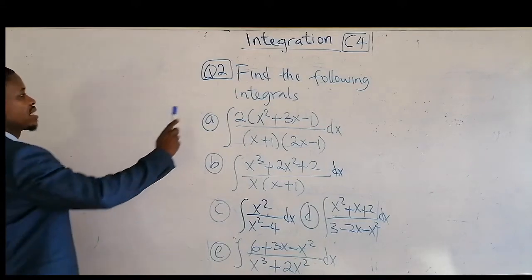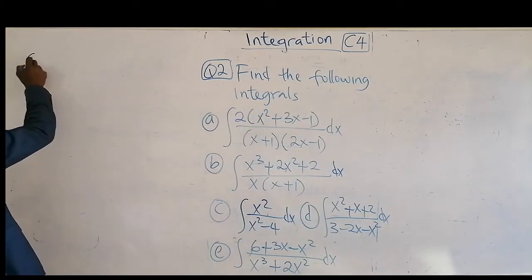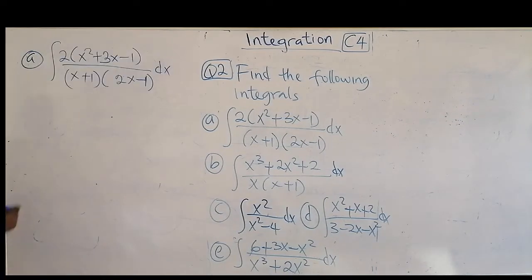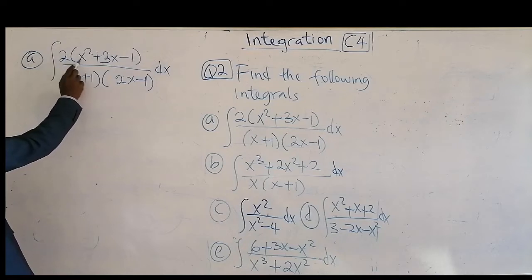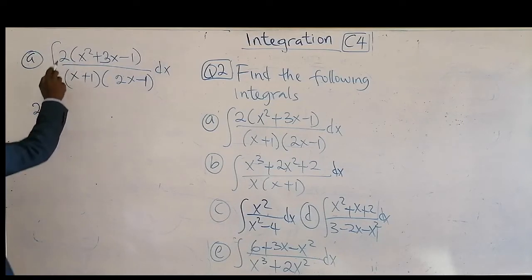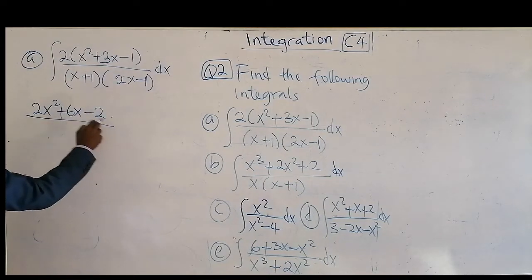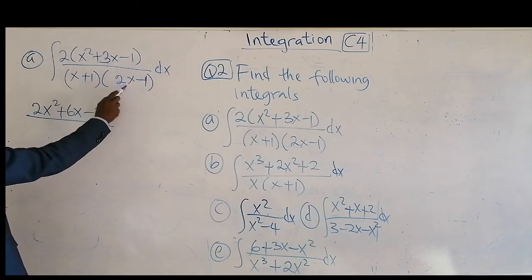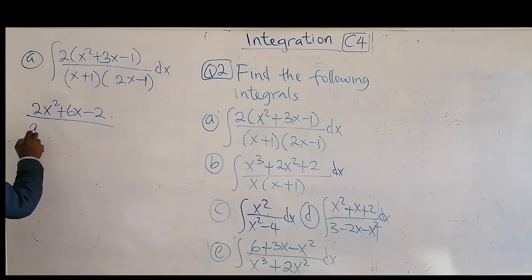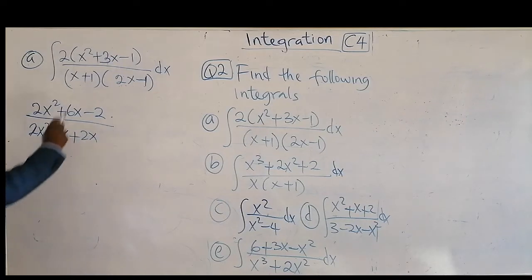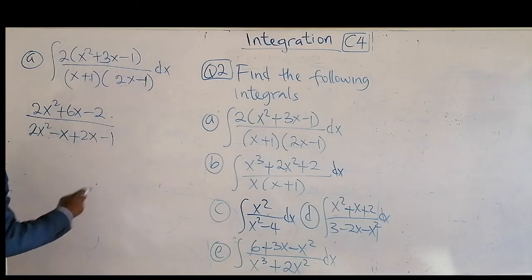Find the following integral. So question 1, the a part. We have this. Can we expand this one times this one? That's a 2x squared. This one times this one, plus what? Plus 6x, then minus 2, all over. If you expand this one times this one, that's a 2x squared. Okay? This one times this one, that's minus x. And then plus 1 times 2x, that's a plus 2x. And then plus 1 times minus 1, that's minus 1.